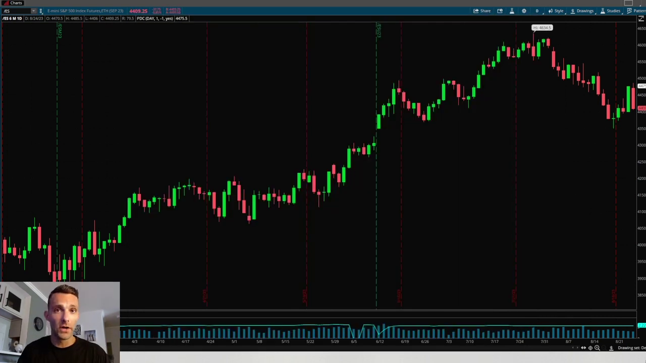And now let's go over another example on the S&P 500 daily. So the same concept. It may look slightly different, but the example is going to be very similar.